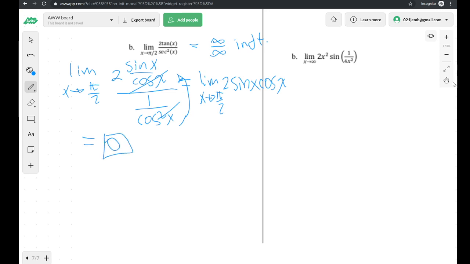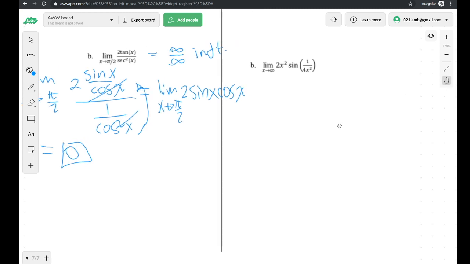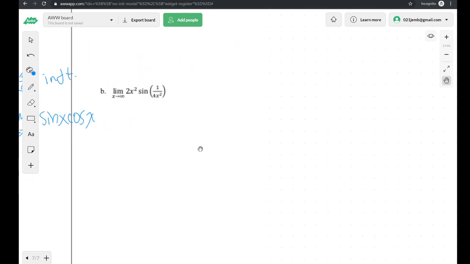Now let's do the limit of 2x squared times sine of 1 over 4x squared. I was thinking about this when I first saw it, and I remember that there exists an approximation for sine of x. Sine of x equals x, which is the first term of the Maclaurin series approximation. So if you use that fact, you could already find the value of the limit.